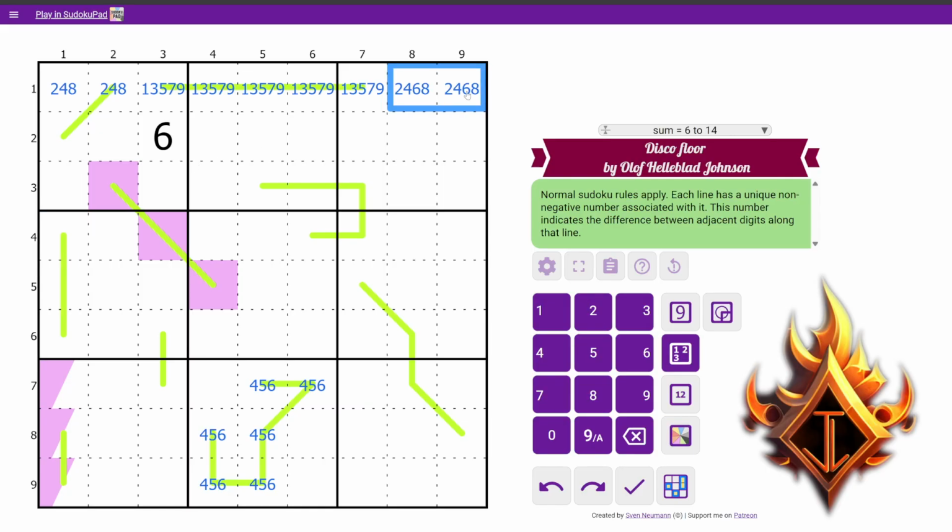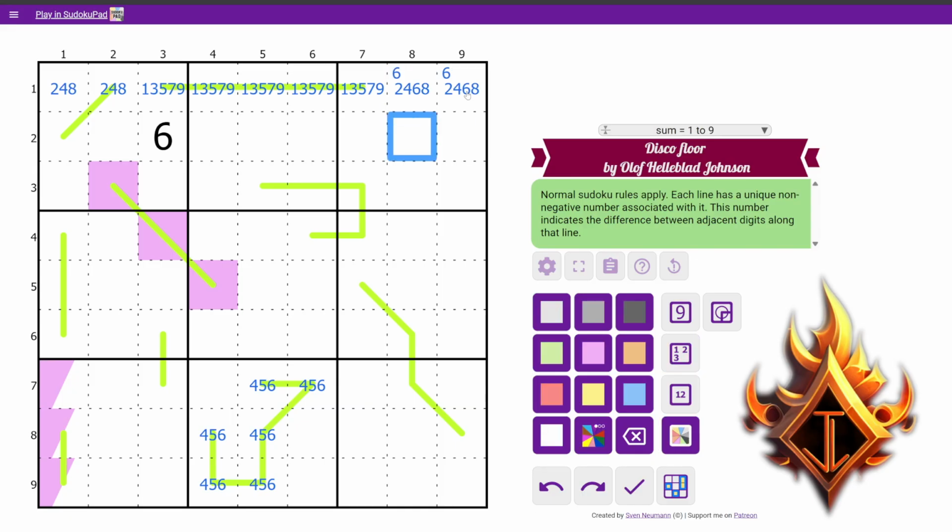6 is up here, though. Let's start with that. So it is down here. So if it was on the green line, it would have to be 3 or 4. So it can't be there. If it was here, these would be 3, 9. But it could quite easily just go there. And these could be something else.